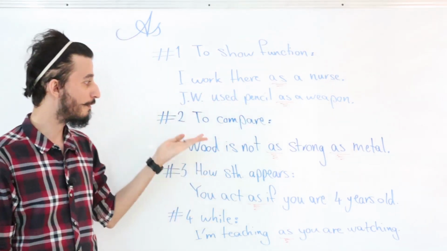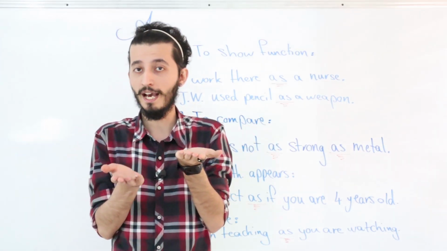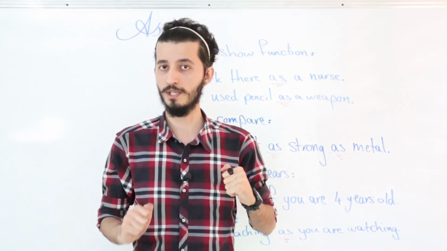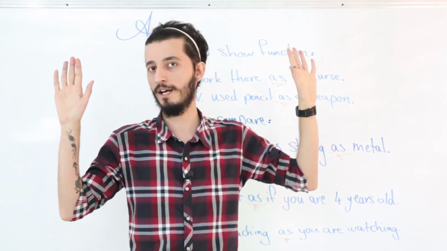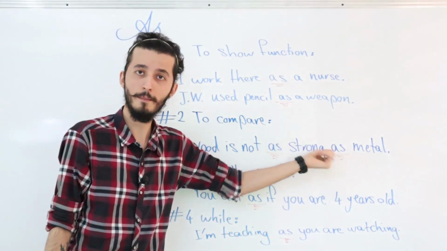Number 2, when we want to compare 2 things, we can use it in affirmative mode if they're the same and negative mode if they're different. For example, my right hand is as big as my left hand, or wood is not as strong as metal.